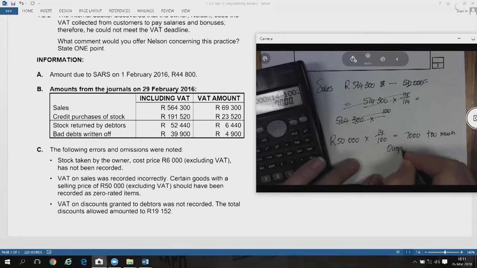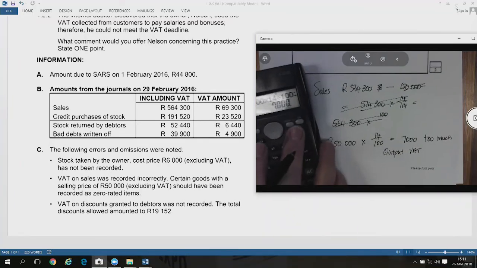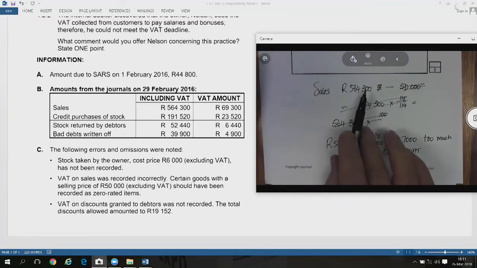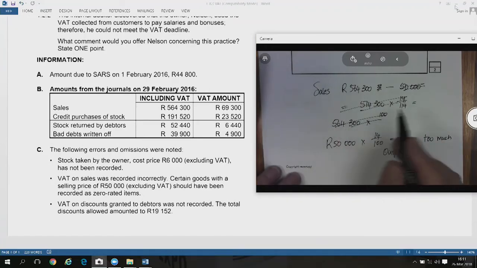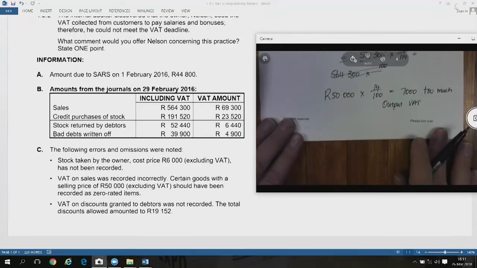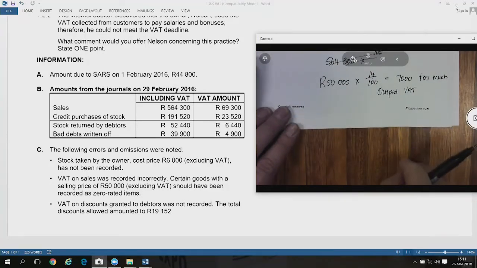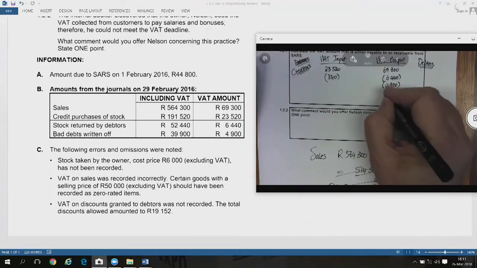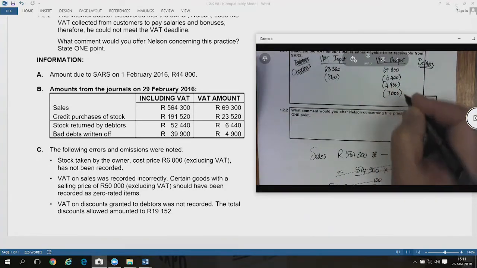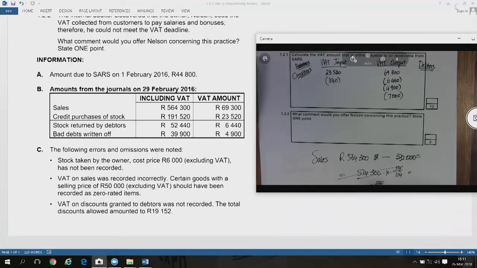output VAT. Because remember, the sales amount, that 564,300 was too much, but that was including VAT. So we must first subtract that. Don't worry about that. Just do this. So the output VAT was 7,000 Rand too much, and we minus the 7,000 there.